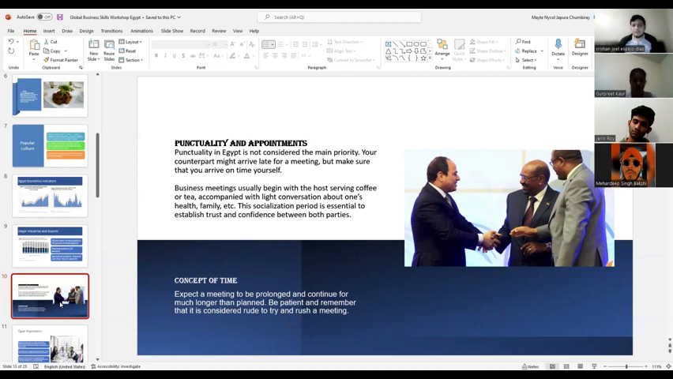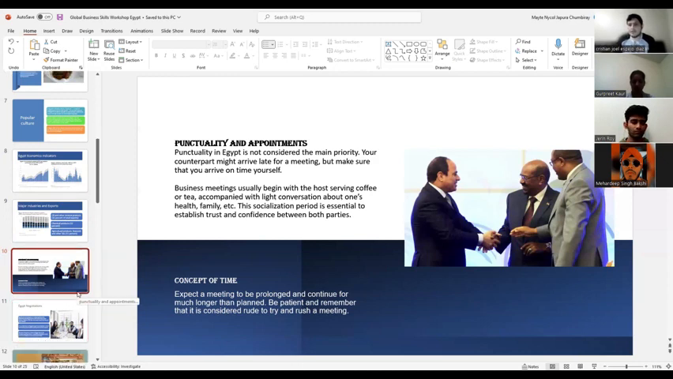The socialization period is essential to establish trust and confidence between you and your partner in order to conduct business. Concept of time. Expect a meeting to be prolonged and continue for much longer than planned. This is really important because in the Occident, in Canada and the United States, we try to solve our negotiations as fast as possible. But with Egyptian people, this is different. You have to take your time, know your partner, and talk about their family and their traditions. It's a slow process, but they usually make business with foreign people.